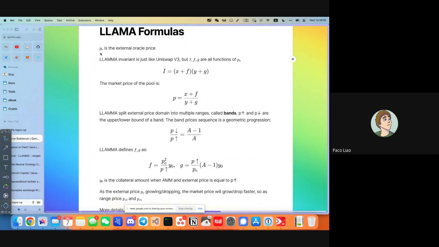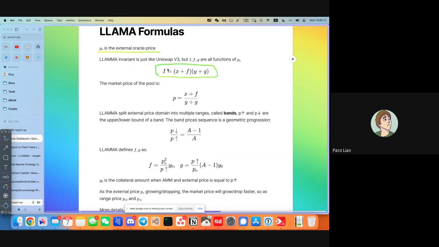The first thing I want to mention is that LLAMMA needs an external price. So PO here is the external price. Unlike Uniswap v3, which didn't rely on external prices. And the LLAMMA invariant is just like Uniswap v3. You can see this invariant is very similar to Uniswap v3, right?